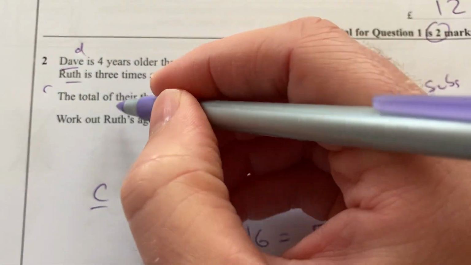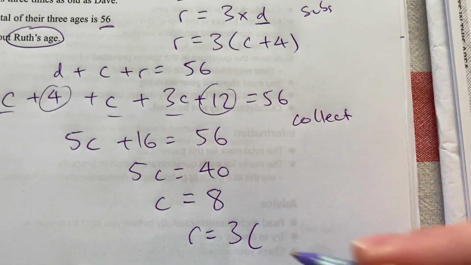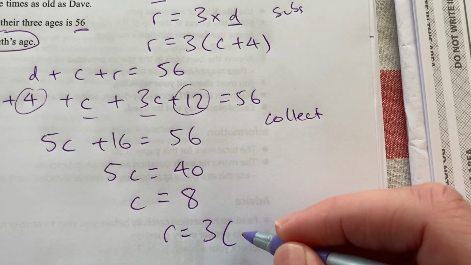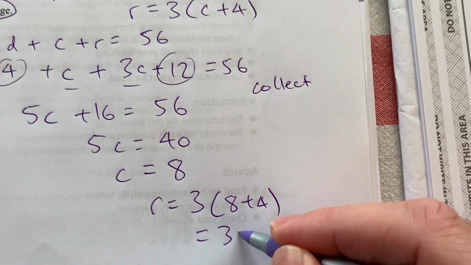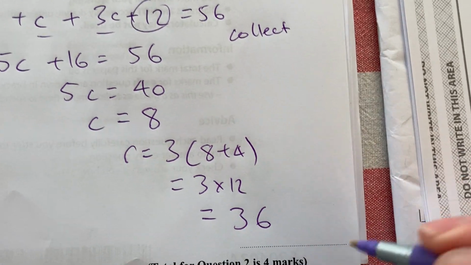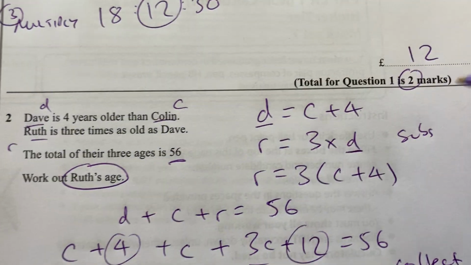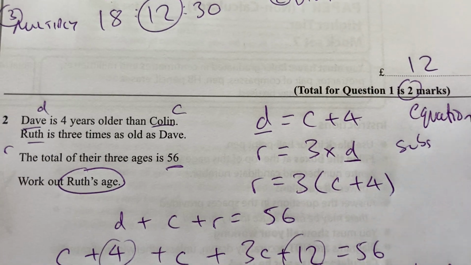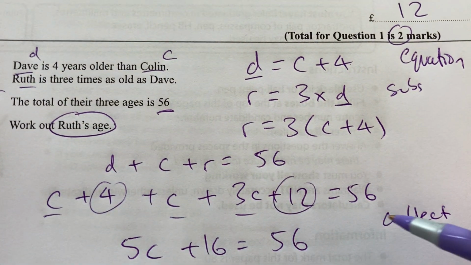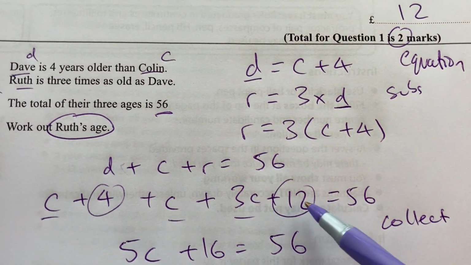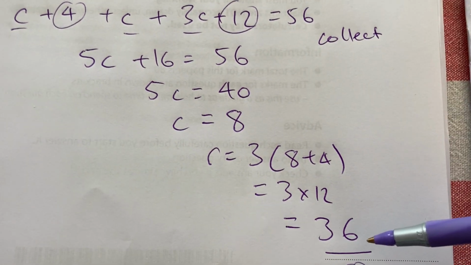But they've actually asked us about Ruth's age. So Ruth is 3 times Dave, and he is 4 years older than Colin. So Colin plus 4 is 12, and 3 times 12 is 36. So that's the answer there. Okay, so what I had to do is use algebra and set up an equation, set up terms for each of those, C, D, and R, replace the other variables so I'm only dealing with one unknown, collect the like terms, and solve using the balance method to get 36.